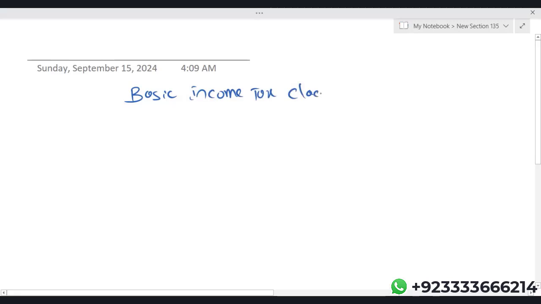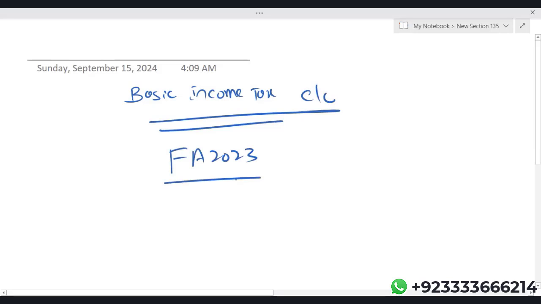Today's topic, which we have already shared with everyone, is basic income tax calculation. Very important point: we are studying Finance Act 2023, and this Finance Act 2023 is still valid for the December 2024 attempt, and it is valid for the March 2025 attempt.